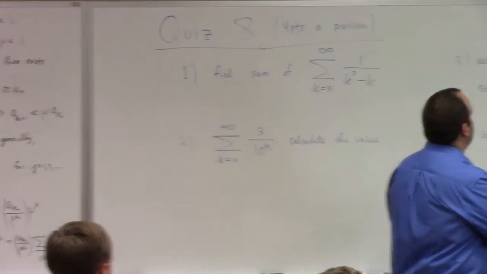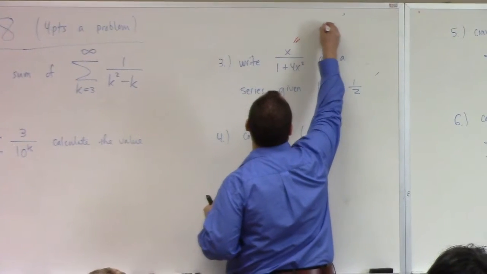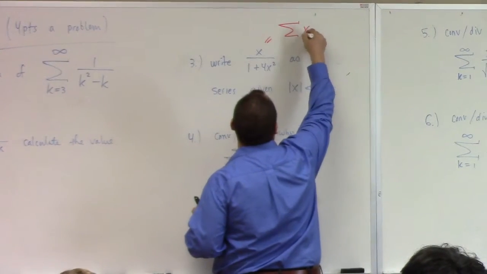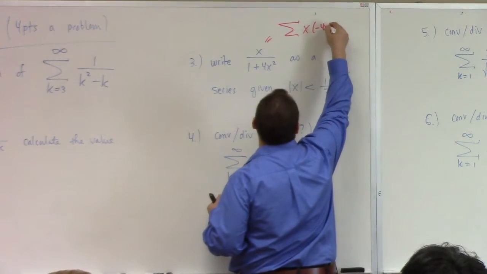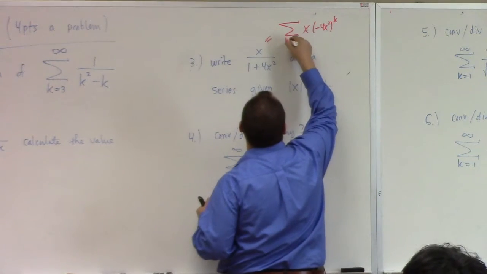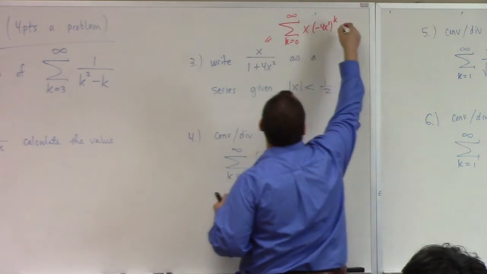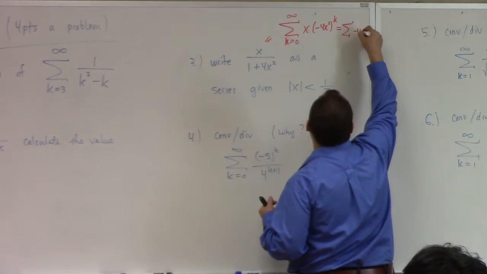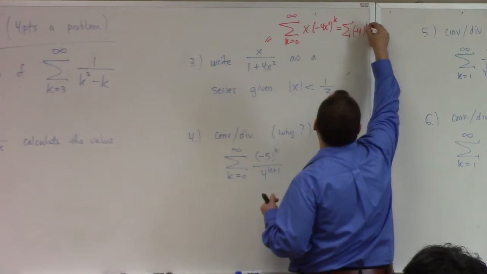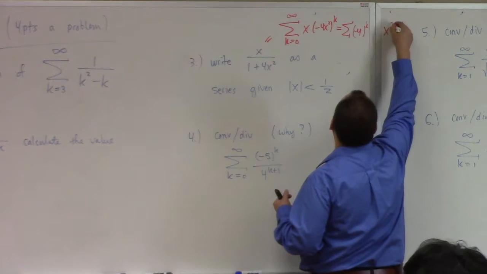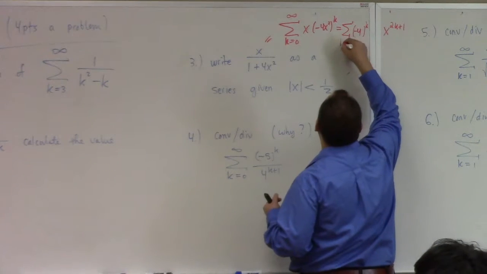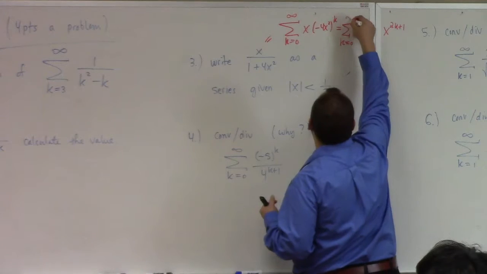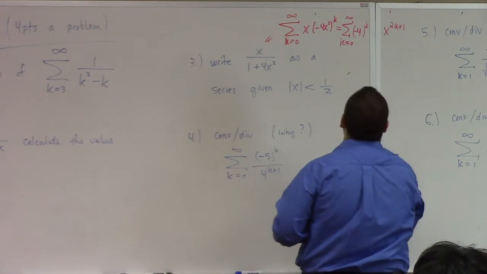I said I wasn't going to write. I guess I'll write. So this is equal to the sum of x times (minus 4x squared) to the k, k equals 0 to infinity. And then you clean it up. So minus 4 to the k, x to the 2k plus 1, k equals 0 to infinity. That's that one.